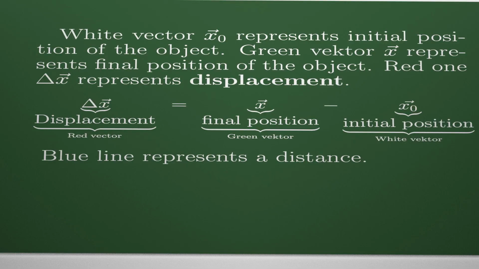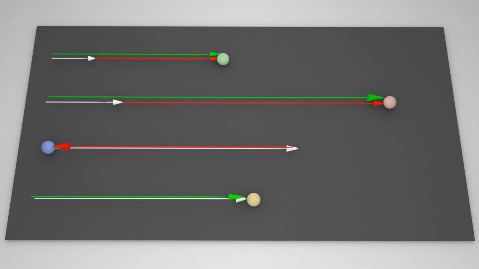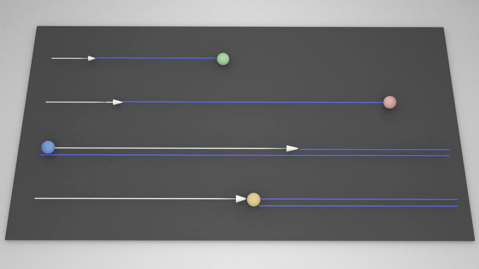Displacement is equal to the final minus initial. And you can see that in the case of the yellow particle, green is equal to white, and the difference between them is 0, of course. But here is something that is not 0. It is distance, mentioned earlier. So let's say something about distance, and we will see what makes the difference between distance and displacement. Of course, the main difference is that displacement is a vector, and distance is not.